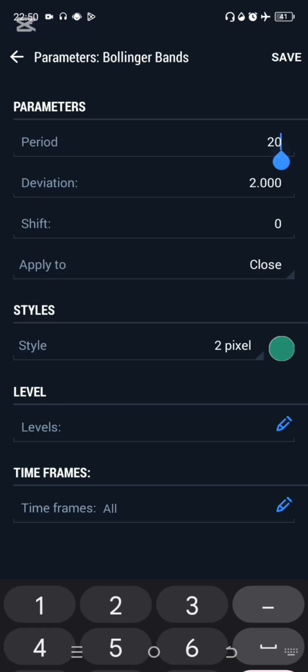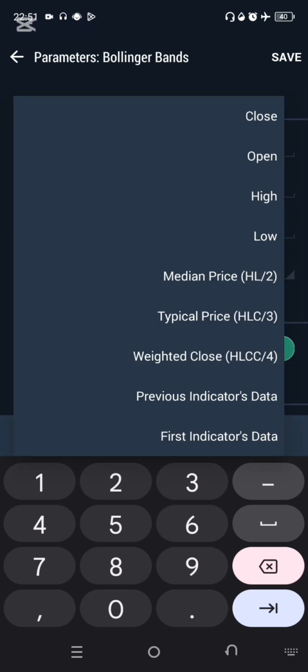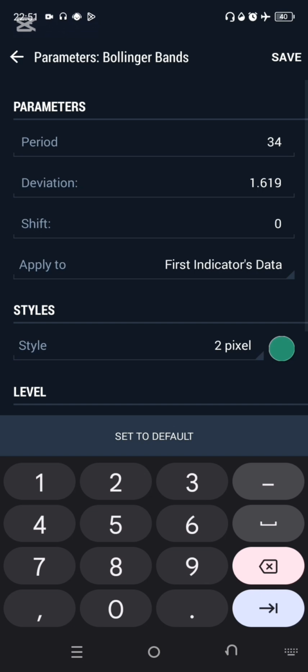Bollinger Bands over here, right? Over here, for the Bollinger Bands, we're going to be using a period of 34. By the way, take screenshots, because this can be hard to remember. Then for deviation, we're going to be using 1.619. Apply to the first indicator data again.